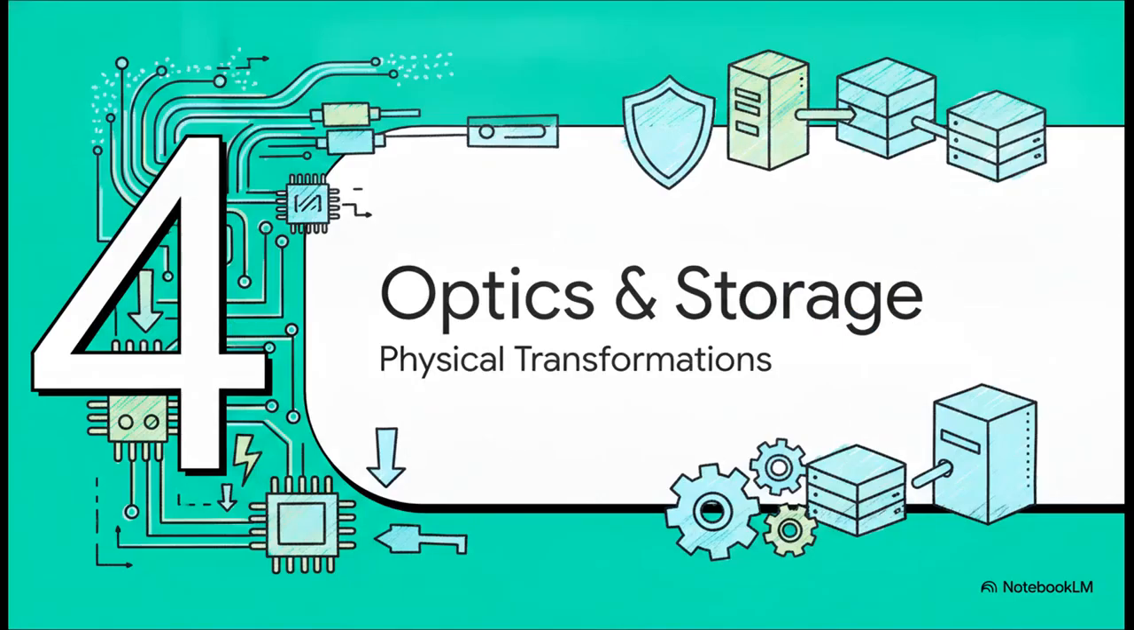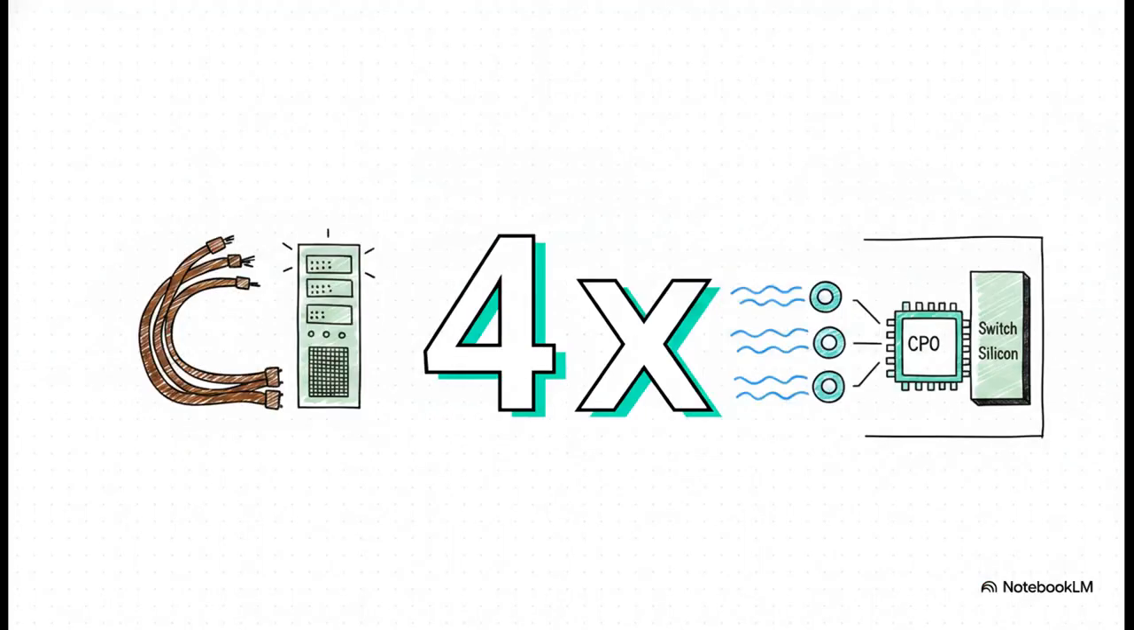Section 4, co-packaged optics and storage. As these factories get bigger and bigger, the physical hardware limitations become just as crazy as the software routing.